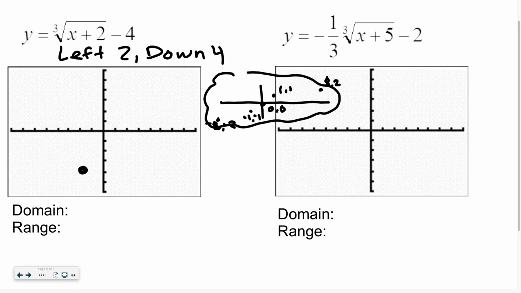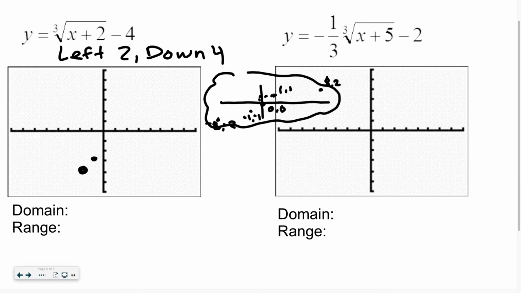Because I have no reflection or no stretch or shrink, I can also use how I would normally get to my next point and just move to get to my next point. Don't I normally go up 1 over 1? So from this point, let's go up 1 over 1. Or think about taking 1, 1 and going left 2 and down 4. We land at 1, negative 3 either way.